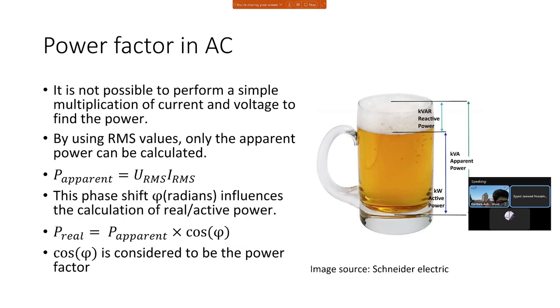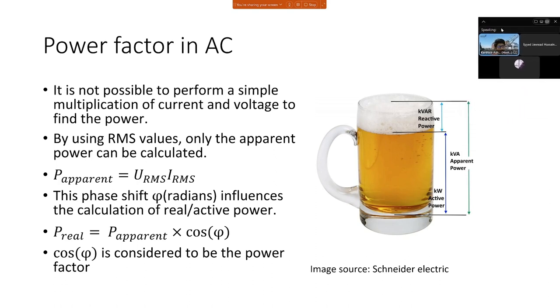So why do we need this power factor? Yes, there is some phase shift, but what is the point of it? This diagram shows it very well. If you just multiply the voltage RMS and current RMS without thinking about power factor, it's like saying this whole mug of beer is full of beer, but that's not true, because this upper part is just foam. There's nothing there. So this apparent power is what you are getting when you just multiply the RMS voltages.